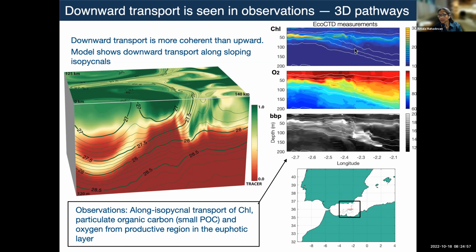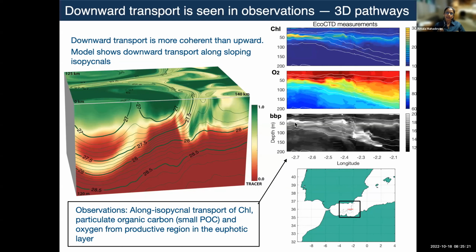And you can see that some of this chlorophyll is getting subducted along these isopycnals. And you can see that very clearly here in the backscatter. So BBP is the particle backscatter, or optical backscatter, in which you can see a plume of small particles being subducted along this front. Okay? So that's a 2D view across the front.